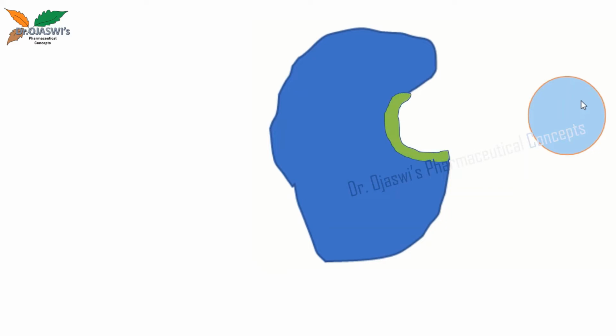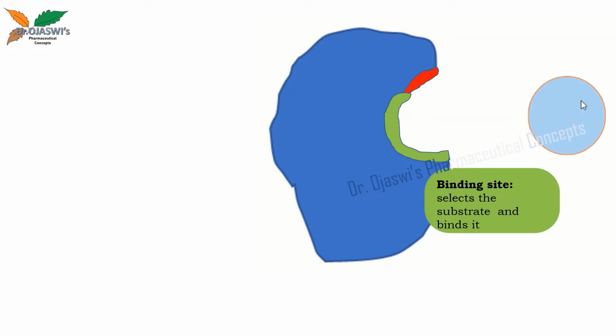So you can see here the active site has two regions: the binding site, which selects the substrate and binds it. So it is very specific to the substrate, just like lock and key. Any substrate, any structure cannot come here and bind to any enzyme of its choice. No, it is not like that. The site means what? This is nothing but the amino acids.